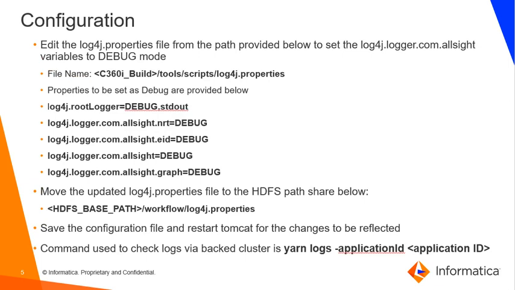Now, how to configure the logs? You need to first edit the log4j.properties available in the scripts path from the backend. You need to set the properties to debug mode for the job to run in a debug state.